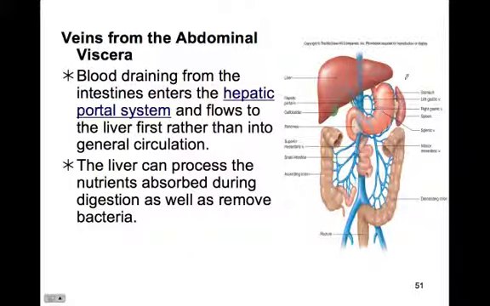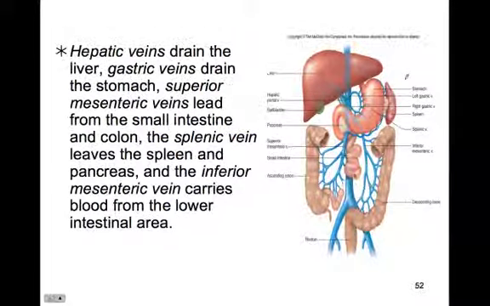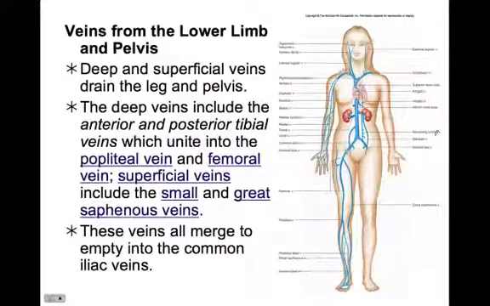The liver can process the nutrients that have been absorbed during digestion, as well as remove bacteria and other toxic products. The hepatic veins then drain the liver, and the gastric veins drain the stomach. We'll see a corresponding superior mesenteric vein and an inferior mesenteric vein draining the large intestine and small intestine, respectively. The splenic vein leaves the spleen as well as the pancreas.